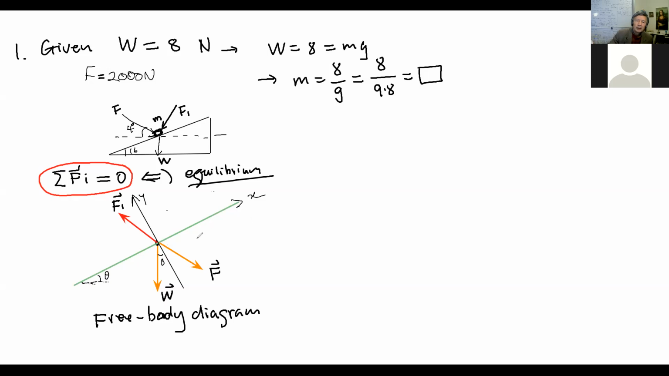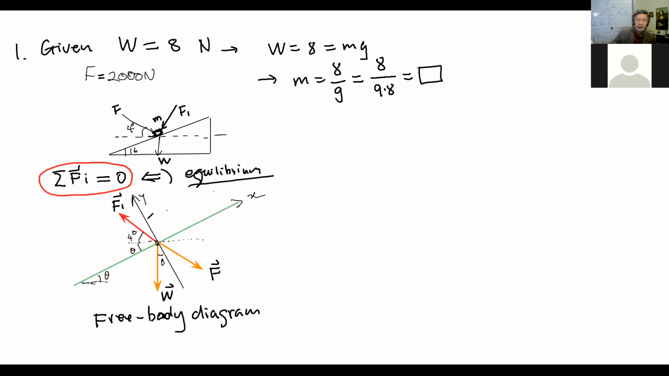Another angle is given. This is horizontal, so can we draw the horizontal line here? In total it's 20 here, but I'm not asking for the magnitude, I'm not asking for the direction of the force. The force direction here is unknown. We don't know.